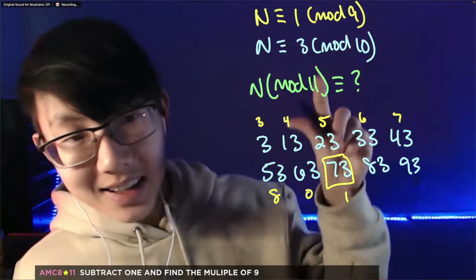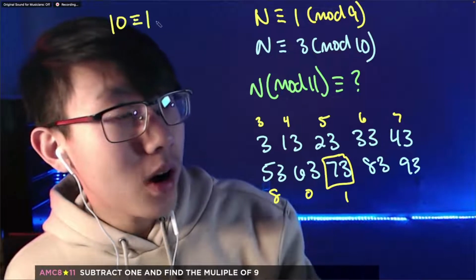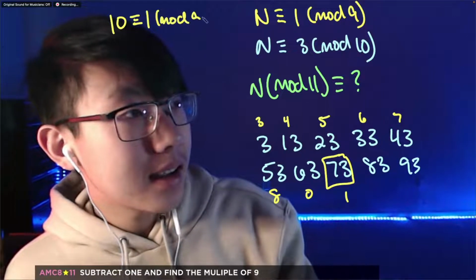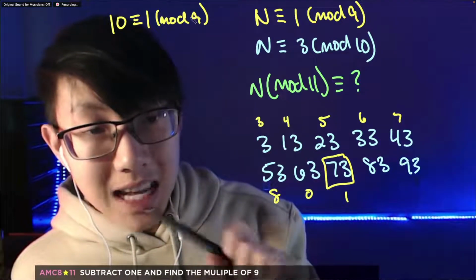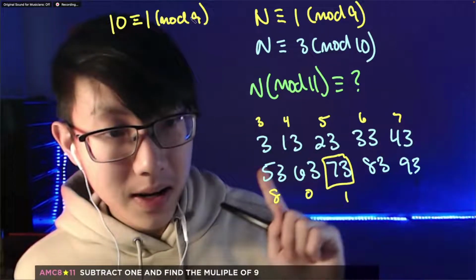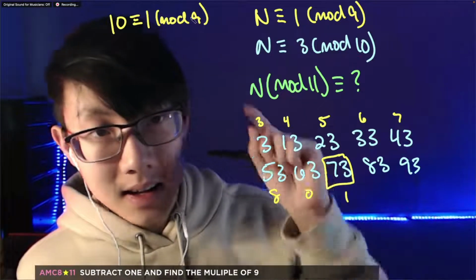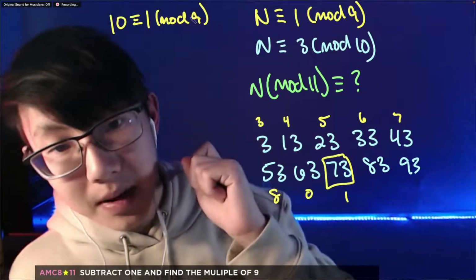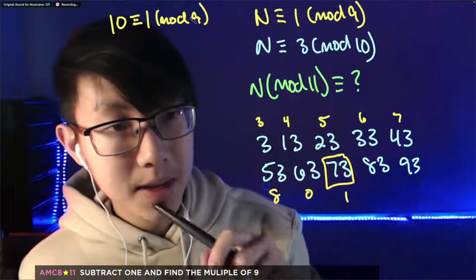And the reason is, this comes from the fact that 10 leaves a remainder of 1 when divided by 9. In other words, 10 is congruent to 1 mod 9. That means if I look at all these numbers mod 9, so I start at 3, every time I add a 10, that's like adding a 1 to the remainder when divided by 9. So it goes 3, 4, 5, etc.